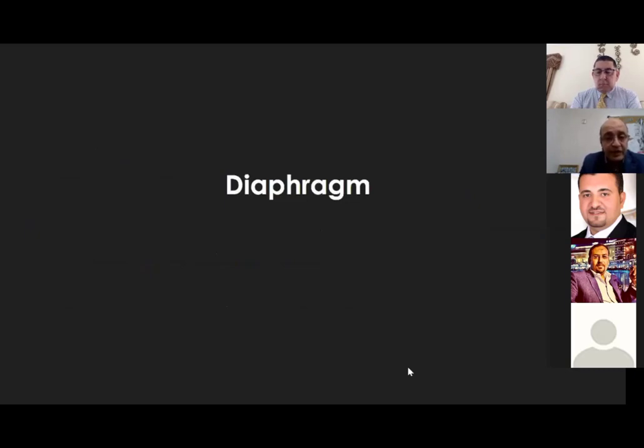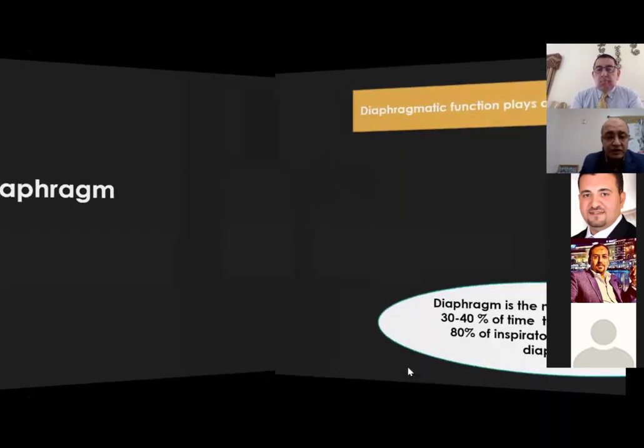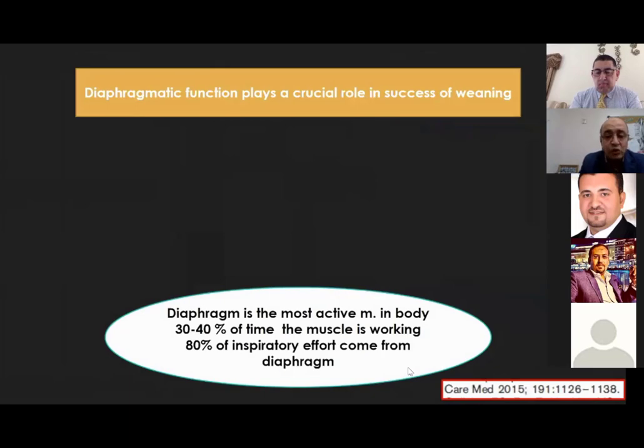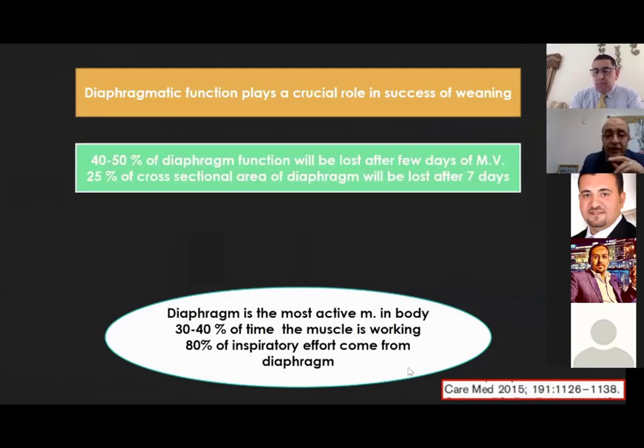Diaphragm. The second vital organ that people miss or underestimate the role of in the respiratory system in general. Diaphragm is the most active muscle in the body. It works 30 to 40% of the time. And even while you're sleeping, the diaphragm is working. 80% of the inspiratory effort comes from the diaphragm. So it plays a crucial role in the success of weaning.